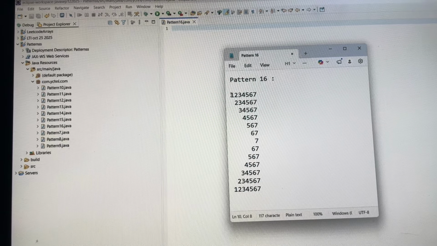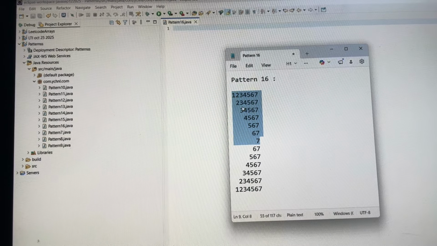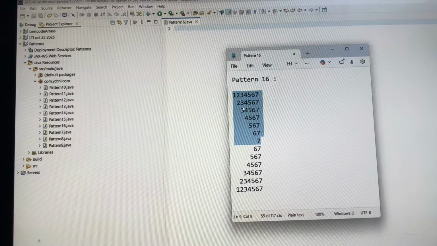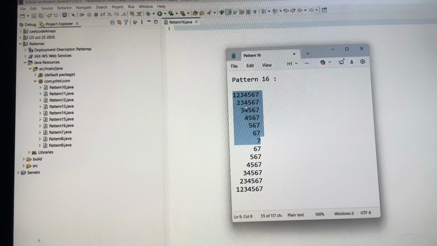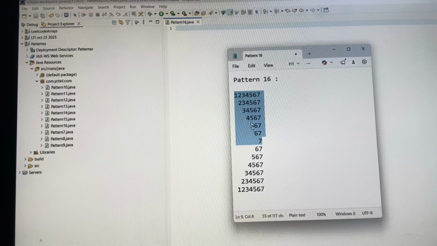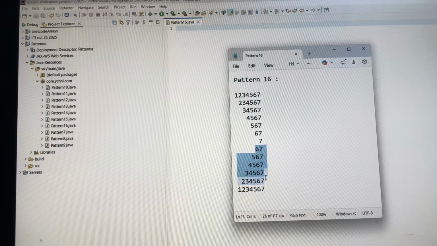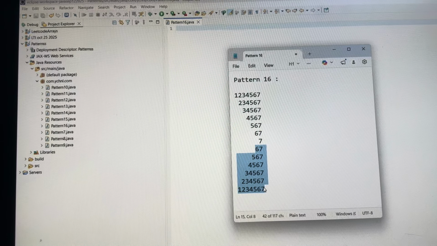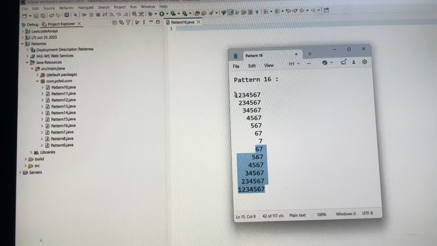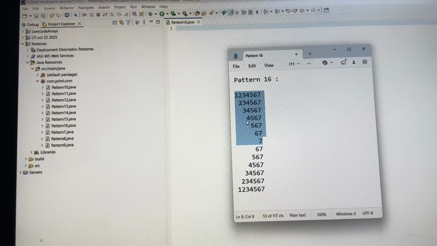If you observe this pattern, we have to consider it as two different patterns. First of all we have to write a Java program to print the pattern up to this point, and after that we will write the program to print the other pattern. If you see this pattern, the rows are in the increasing order.